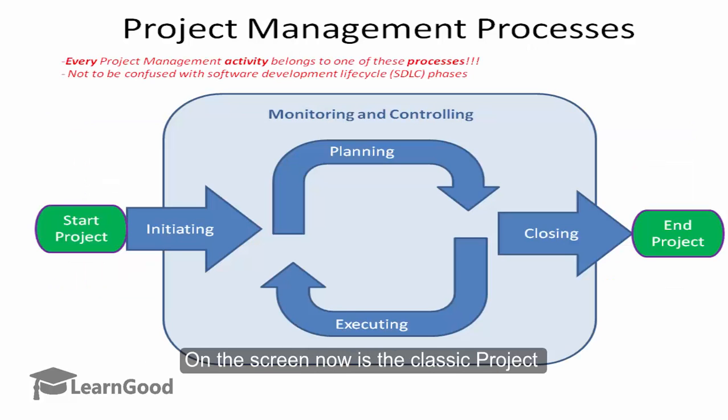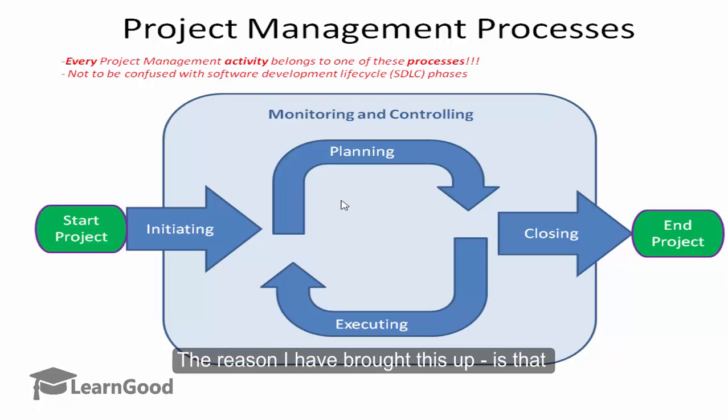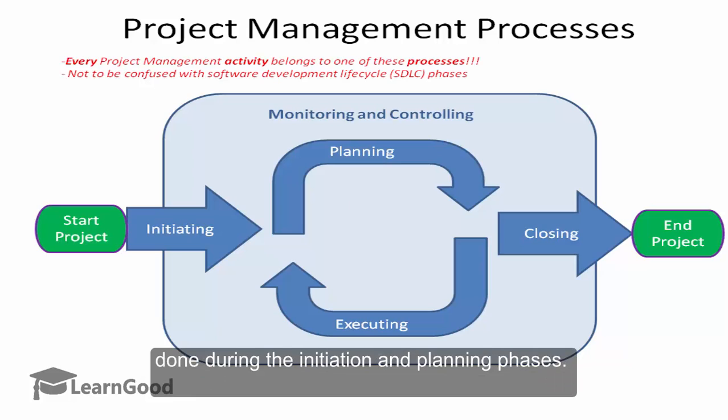On the screen now is the classic project management process diagram. Every project management activity you will do as a project manager will belong to one of these process groups. That is initiating, planning, executing, and finally closing processes. Monitoring and controlling processes will encompass all of these. The reason I have brought this up is that Microsoft Project can be used productively through every process of this diagram. What you have done so far in the exercises will typically be done during the initiating and planning processes.